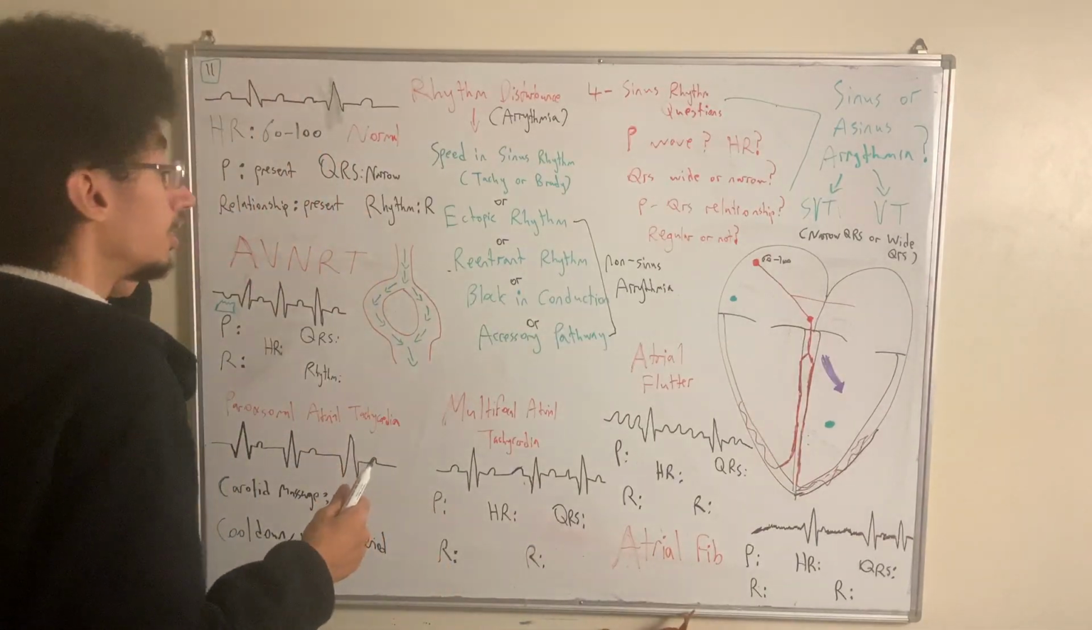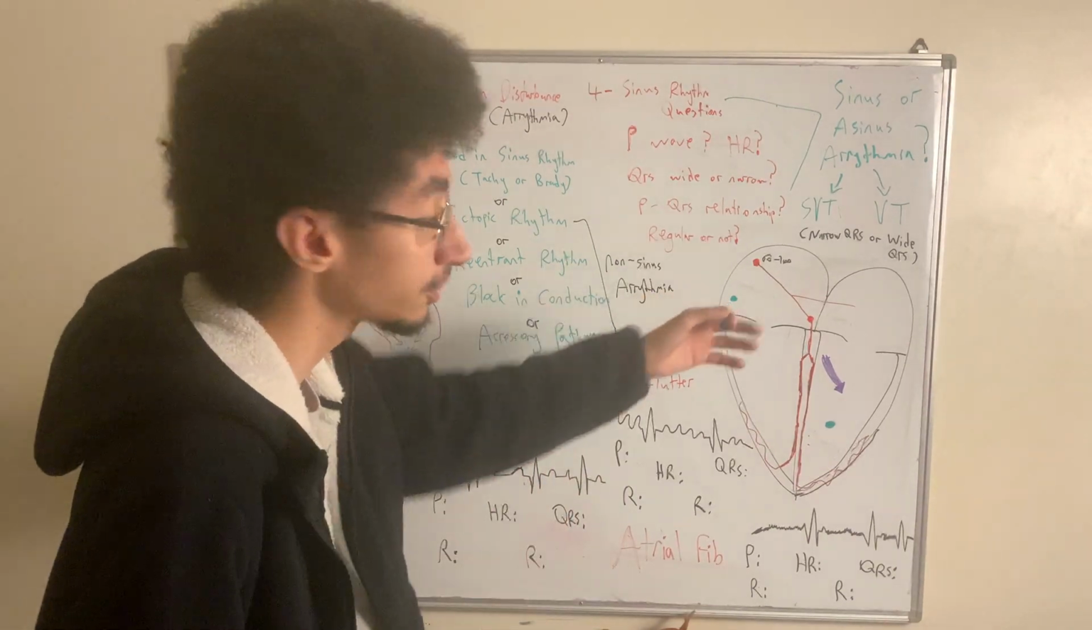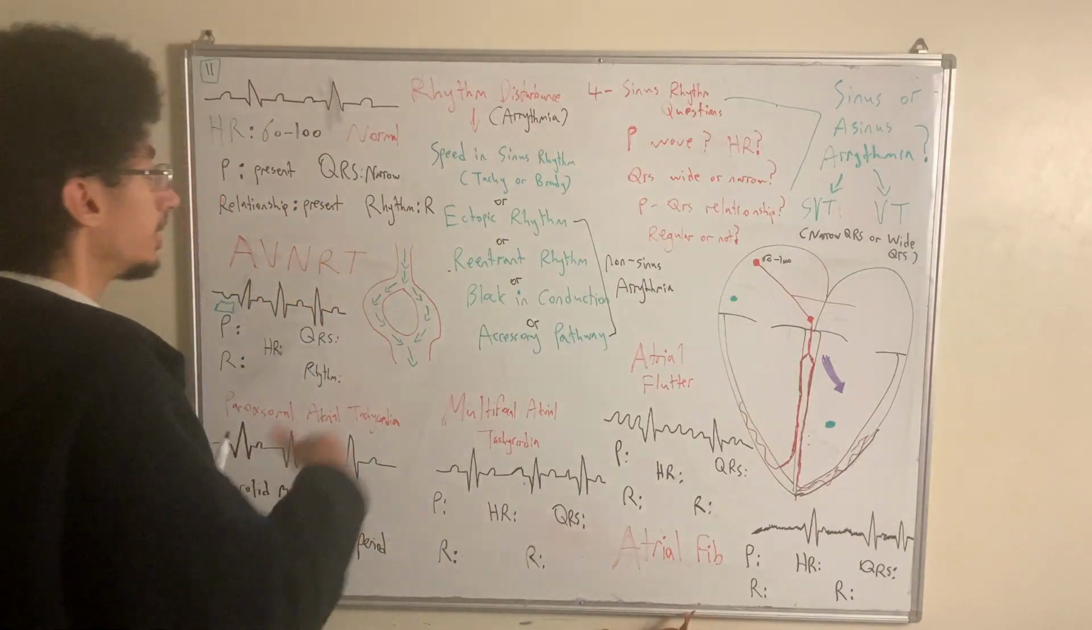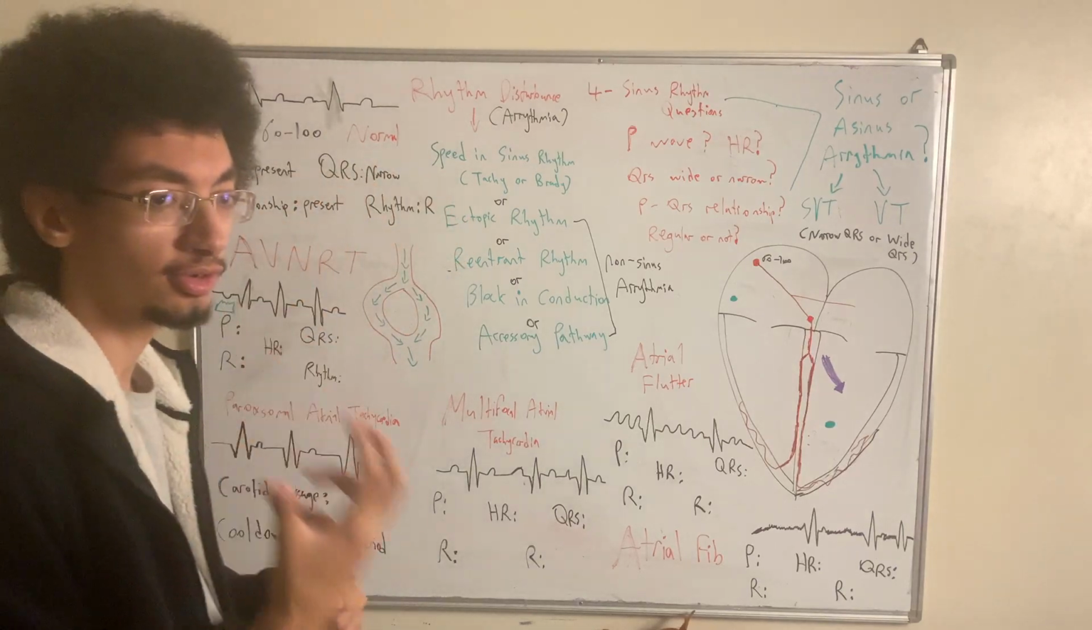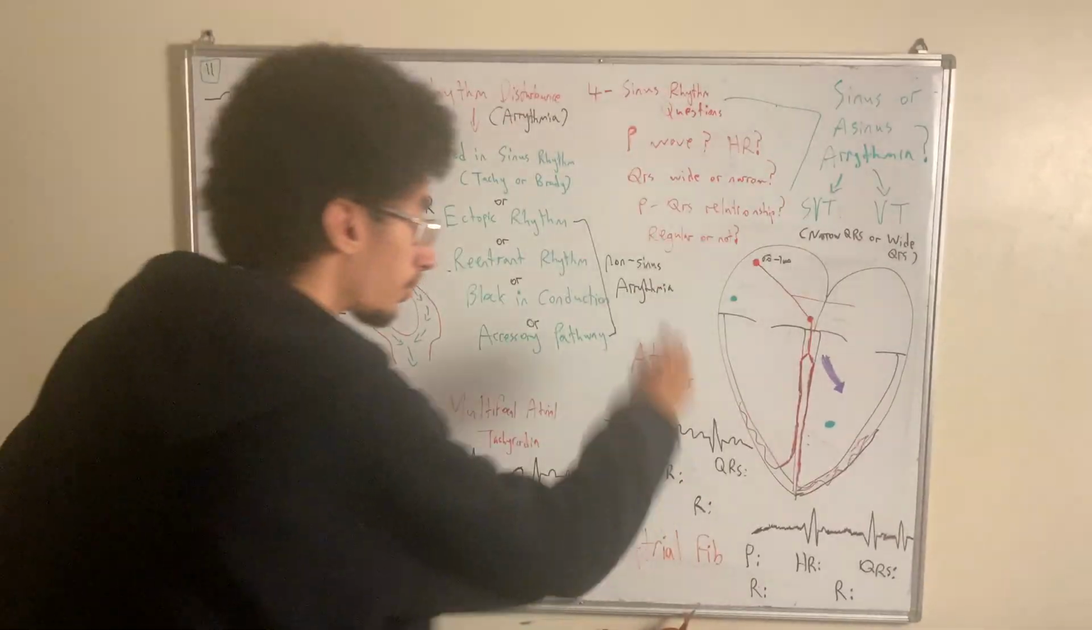So it can come either from the SA node or from a place besides the SA node. And one of the ways that the rhythm can be disturbed is that we could have a sinus arrhythmia, meaning the conduction goes through the normal pathway, the normal conduction system.